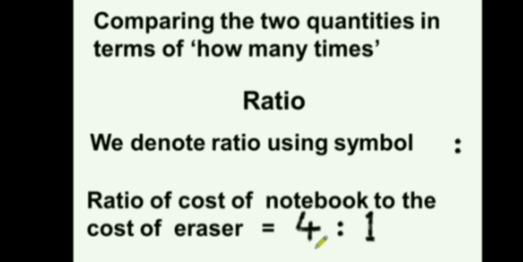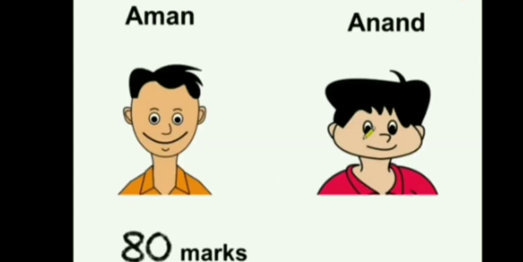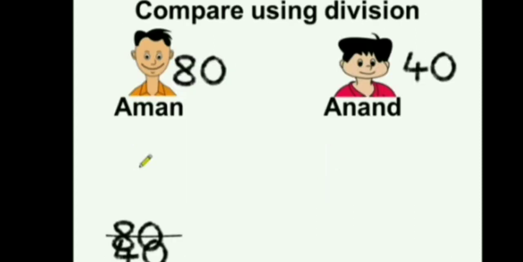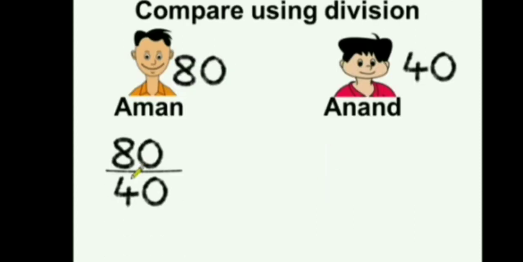Okay, let's have another example. There are two students, Aman and Anand. Aman scored 80 marks, Anand scored 40 marks. When we compare them using division, we write 80 divided by 40. Now we can cancel the zeros from it. By cancelling zeros we get 8 by 4. But is 8 by 4 the simplest form? No, 8 by 4 is not the simplest form.